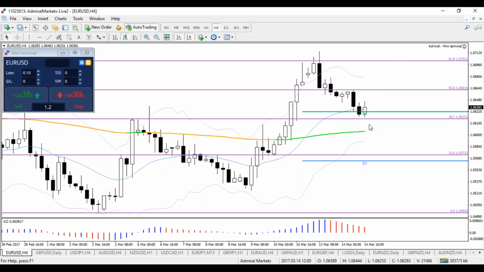But of course, if it does break below, if we get a candle like this, for instance, closing, and it breaks below these lows with a good 4-hour candle, maybe a bit of a hook back on a smaller time frame, then there's probably a good chance it will fall down to the S1.